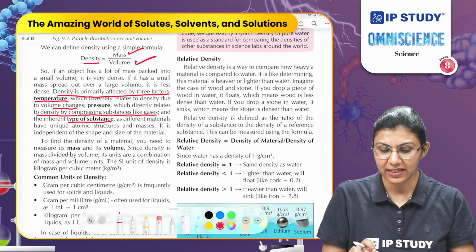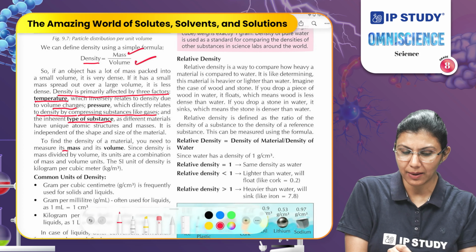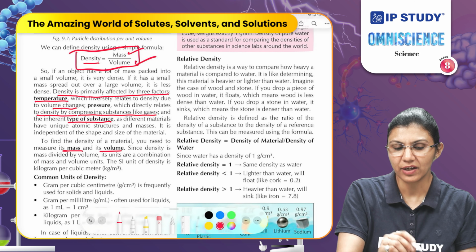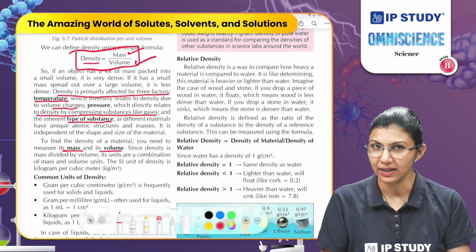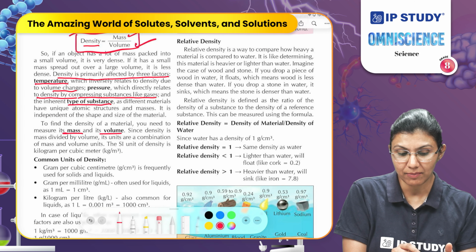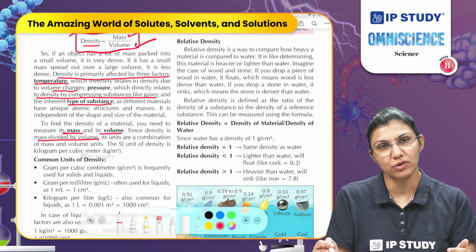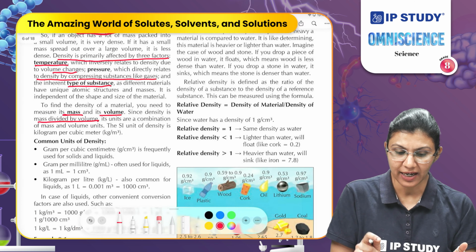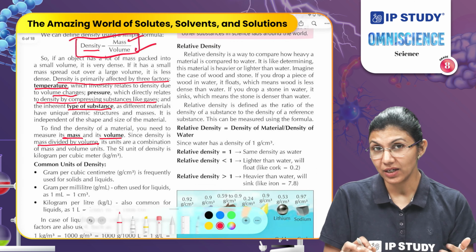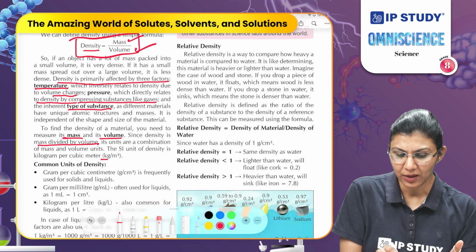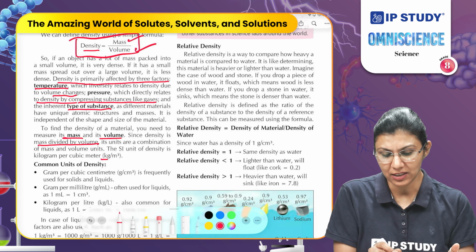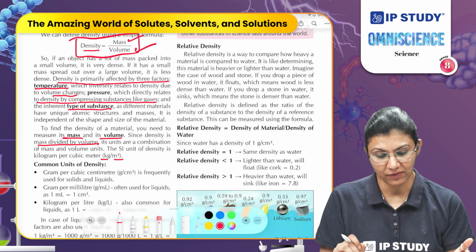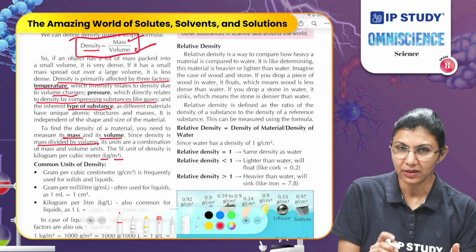To find the density of a material, you need to measure the mass and volume, so that using the formula we can find out the density of any substance. Density is mass divided by the volume. Its unit also depends on the units of mass and volume. So what will we get? The unit of mass we are using here is kilogram, and the unit of volume is meter cubed. So the standard unit of density will be kilogram per meter cubed.